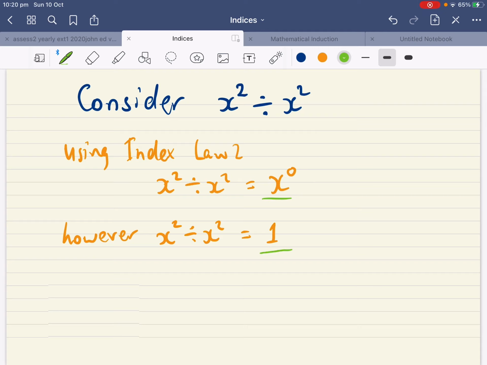what does that tell us about these two things? And that is, therefore, x to the 0 must actually be equal to 1. They're the same thing because they're both what x squared divided by x squared is equal to. Right, so how do we get that? Well, in the first situation, we use index law number 2.